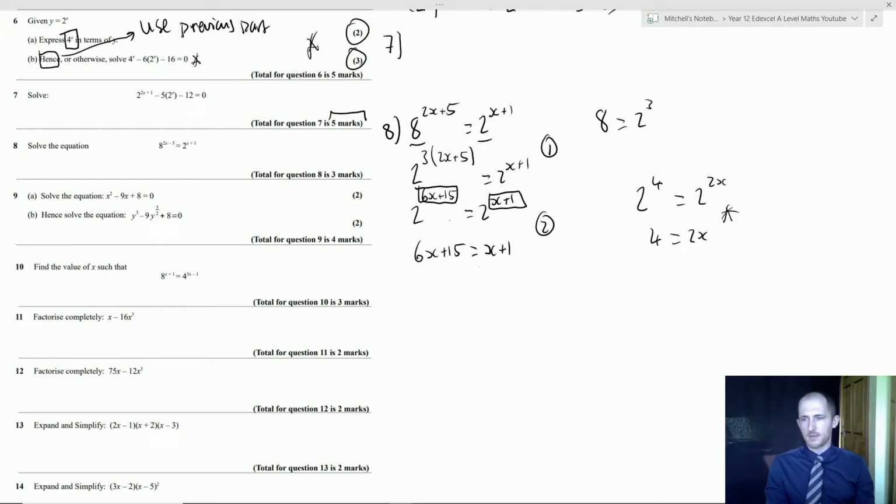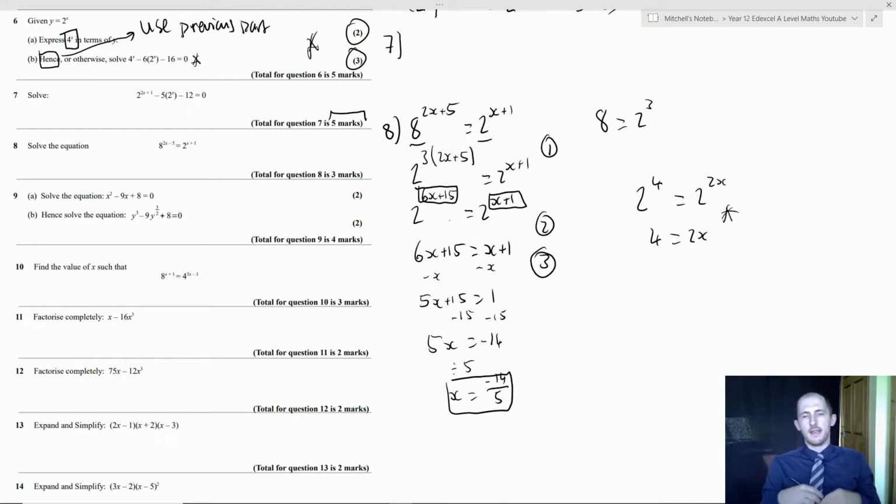Gather the x's to one side, so I'm going to minus x on both sides. 6x minus x is 5x, plus 15. x minus x is 0, so it equals 1. Subtract 15 from both sides, because we want the numbers on the other side. We get 5x plus 0 equals 1 minus 15, which is minus 14. Divide both sides by 5. x is equal to minus 14 over 5. That is my answer. So the third step is actually solving the linear equation.